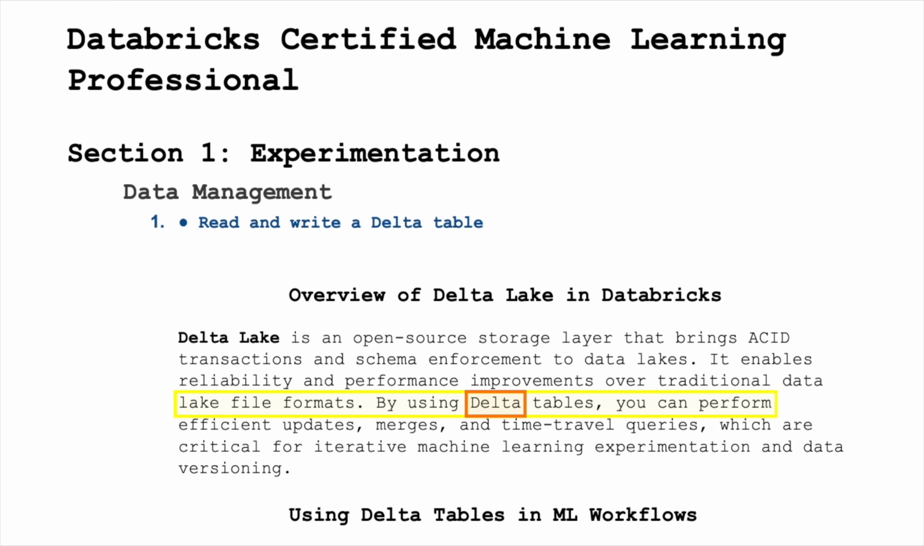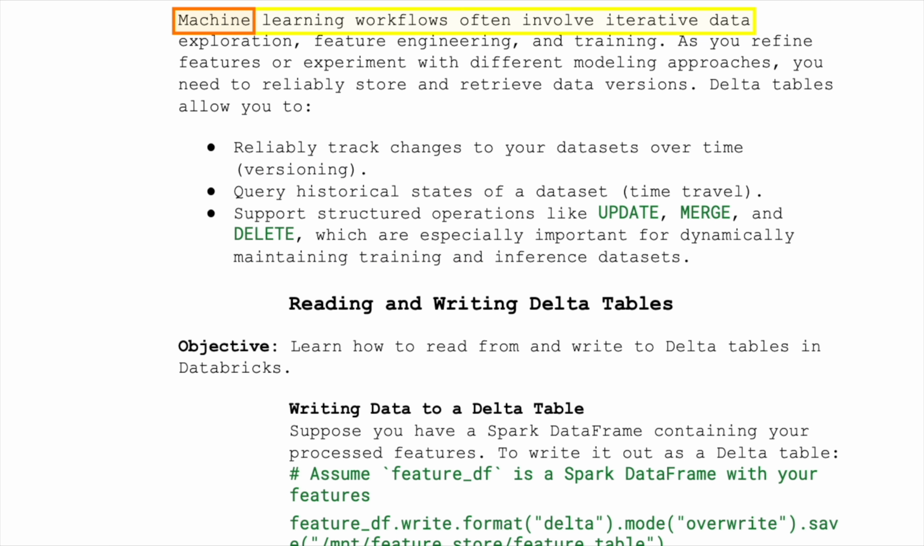By using Delta tables, you can perform efficient updates, merges, and time travel queries, which are critical for iterative machine learning experimentation and data versioning. Using Delta tables in ML workflows. Machine learning workflows often involve iterative data exploration, feature engineering, and training. As you refine features or experiment with different modeling approaches, you need to reliably store and retrieve data versions.